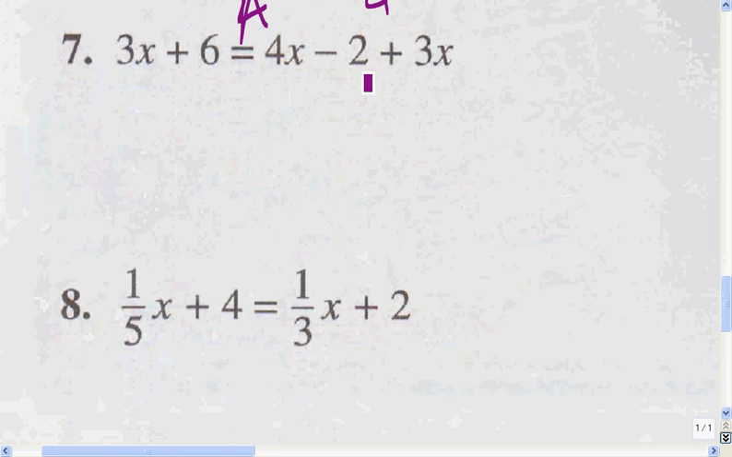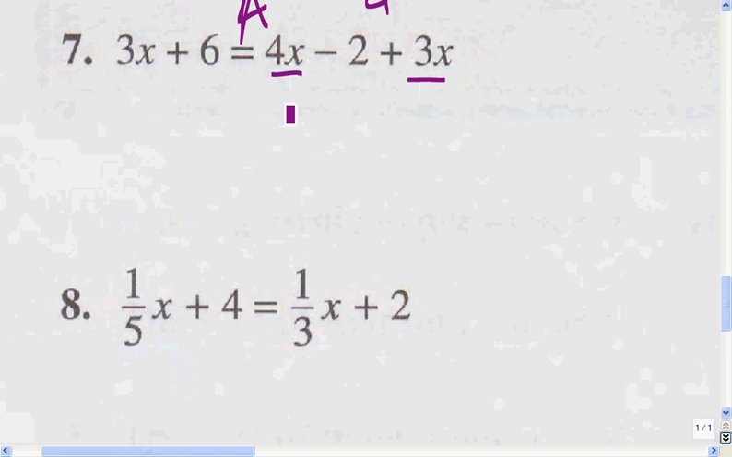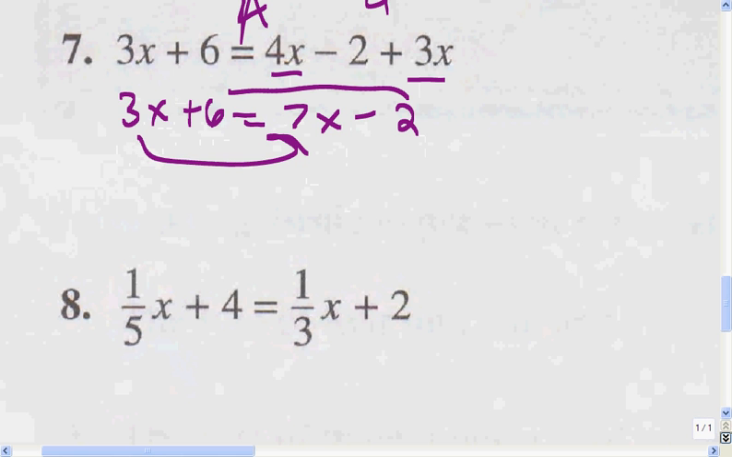Here, I can combine the 4x and the 3x. That's going to give me 7x minus 2 equals 3x plus 6. Now I'm going to move the 3x over here and the 2 over here. Doesn't really matter which side you put the x's on. The reason I'm moving the 3x over here is because once I combine the x's, I get positive x's. And that's what I like to have, positive x's. So I'm going to add 2 to this side, add 2 to this side. That's going to give me 8.